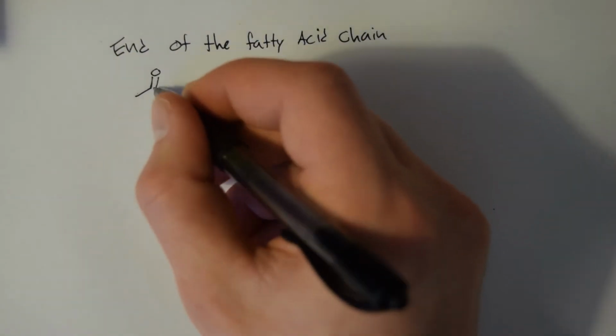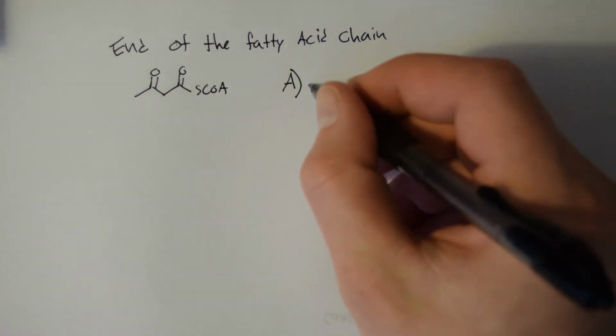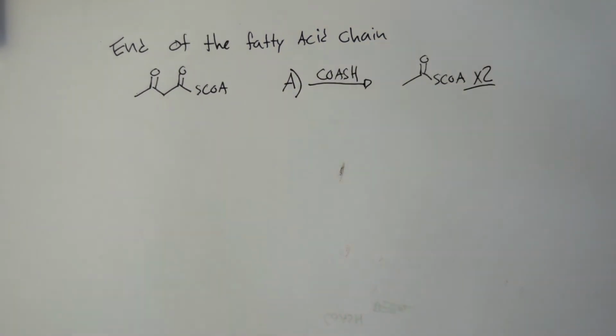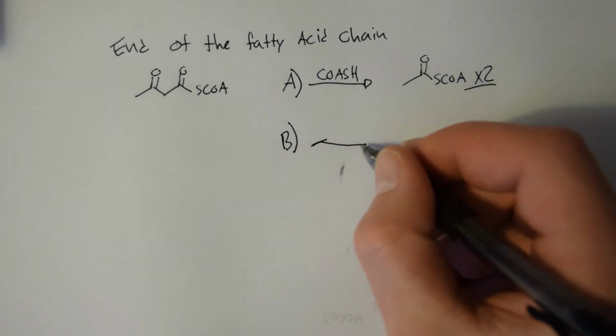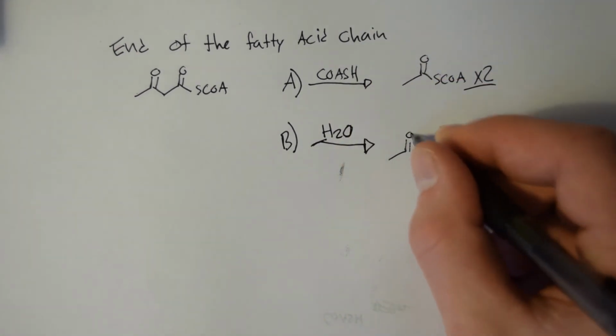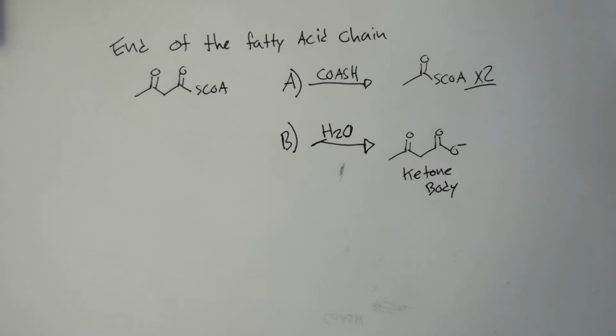At the end of the fatty acid carbon chain, a couple things can happen. A, another CoASH is added, and you end up with two acetyl-CoAs. B, a water can be added and CoASH kicked off, leaving us with what is called a ketone body.